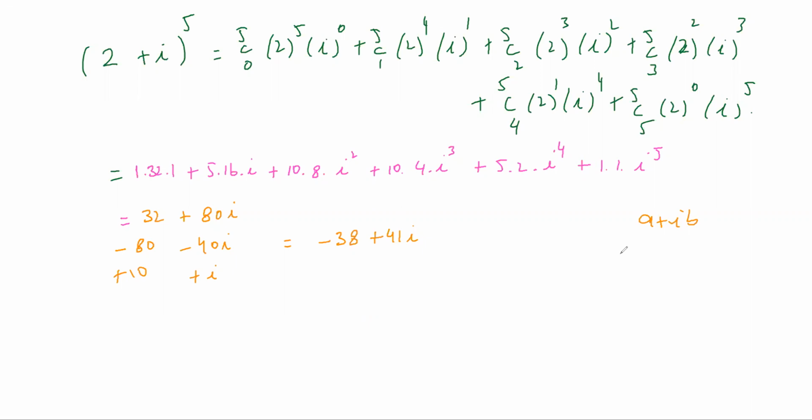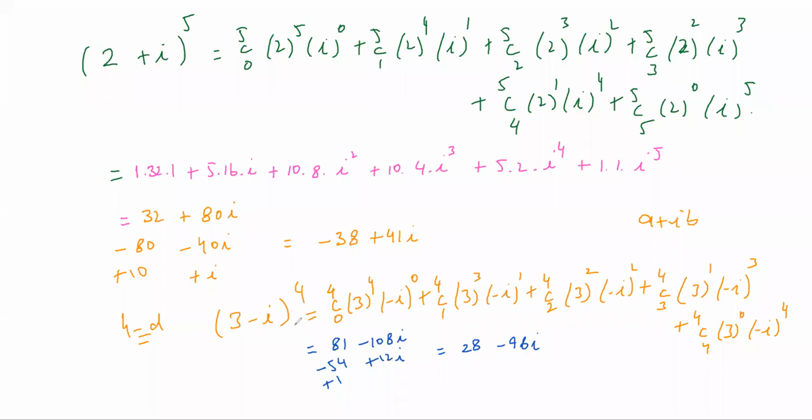Now you please try this D part, 4D, which says this is (3 minus iota) raised to power 4. You expand this fully and tell me what is your answer. So if you simplify this, expand this, you must get this 28 minus 96 iota. Okay, I'll be discussing the division in the next class.